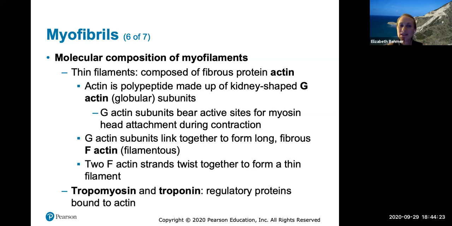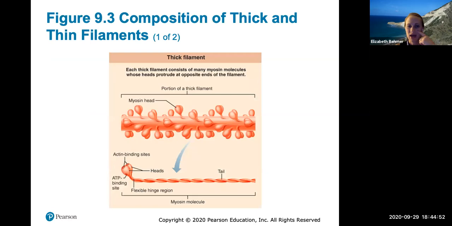The thin filaments then, actin is a polypeptide, so many peptides made of kidney-shaped G-actin subunits. They're linked together to form a long fibrous F-actin. Basically, these F-actin strands are twisted around each other to form a thin filament. We have 2 proteins that are also involved with actin, tropomyosin and troponin. And these are just regulatory proteins that are bound to actin. And I'm going to show you what those look like now.